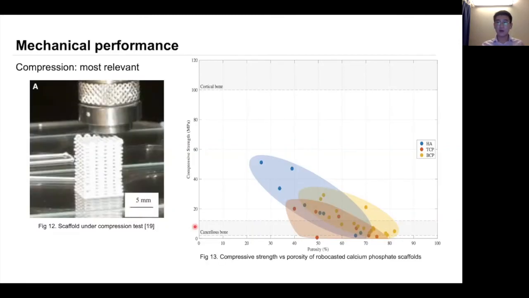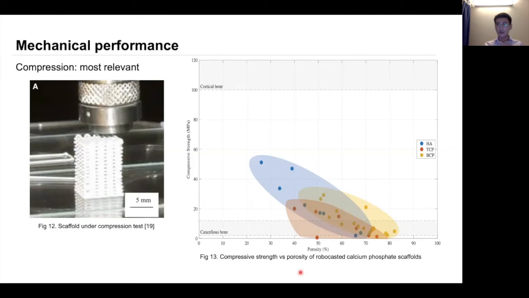Here I just use compressive strength as one example, as compression is probably the most relevant type of loading that the scaffold would experience after being implanted into our body. And here is a picture of such a scaffold about to be compressed by the machine during the compression testing. And on the right-hand side is a graph of the experimental data collected in the literature of different robocasted calcium phosphate scaffolds, showing their compressive strength and porosity.